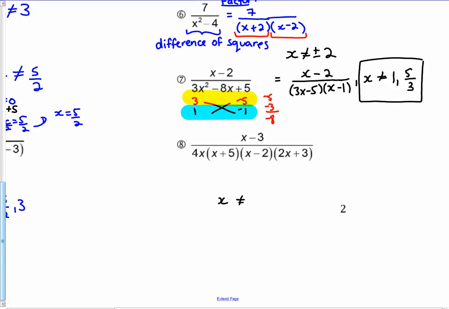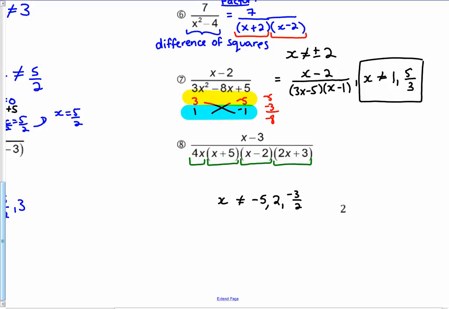Zero goes in each of the 12 groups. Okay, what are the NPVs here? So we look at each factor. It's already factored for us. So negative 5, positive 2. The last one is 3/2.